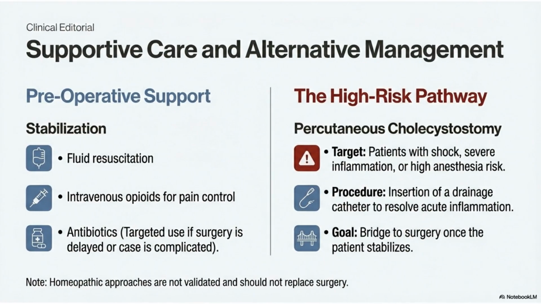Preoperative support includes fluid resuscitation, pain control with opioids, and targeted antibiotics. For high-risk patients, percutaneous cholecystostomy is an alternative procedure involving drainage to resolve acute inflammation, acting as a bridge to surgery once the patient stabilizes.